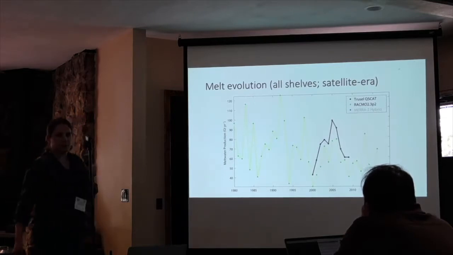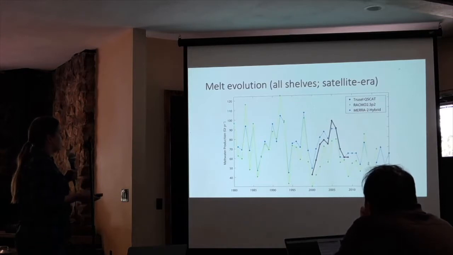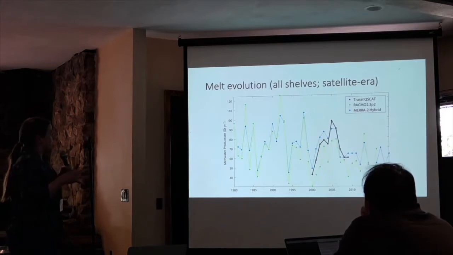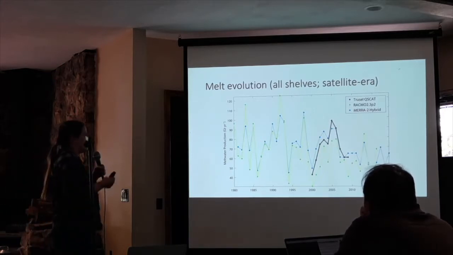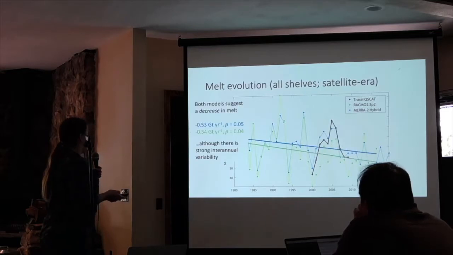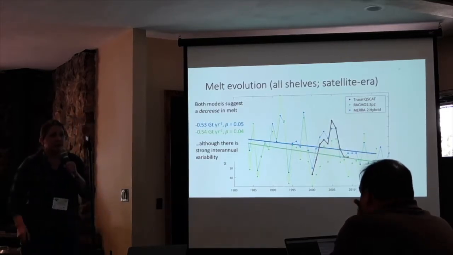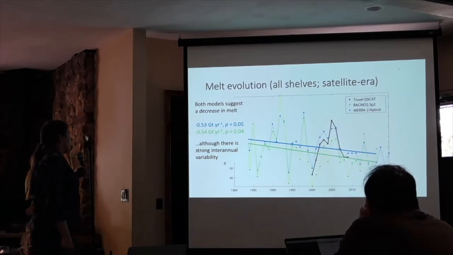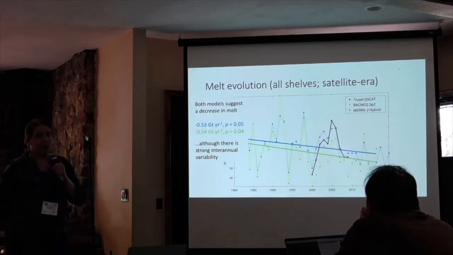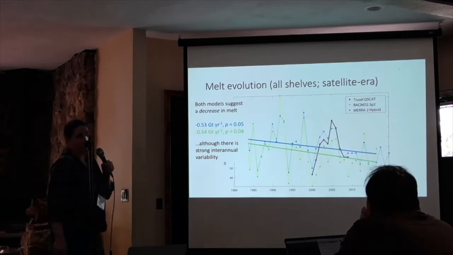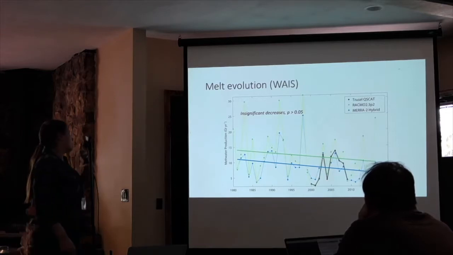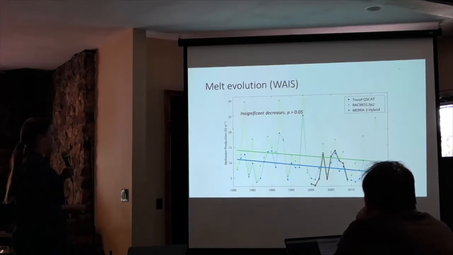This is RACMO, this is just meltwater production. And then this is the degree day model that we put together. And they actually match very, very well. Even if you break it down on a shelf by shelf basis, it still does really well. So what you can note is that meltwater has been declining, at least according to these two models, since 1980. But I'll be the first to say there's a lot of interannual variability here, so I wouldn't necessarily trust that anyway. But there's no increase and potentially a decrease. And then this is just breaking it out by, hey, here's West Antarctic ice shelves.